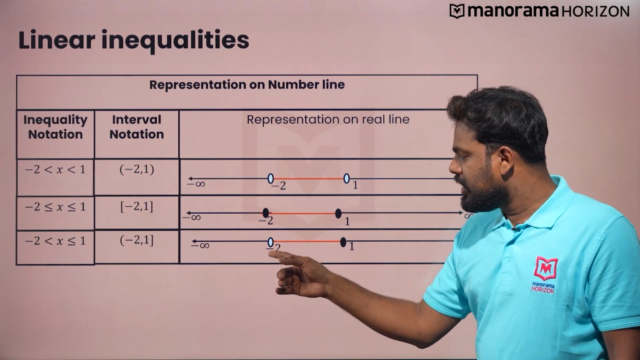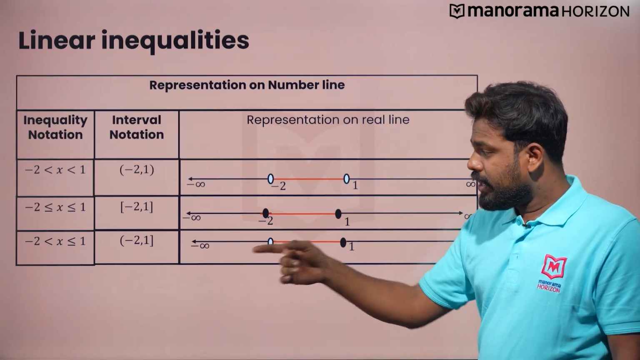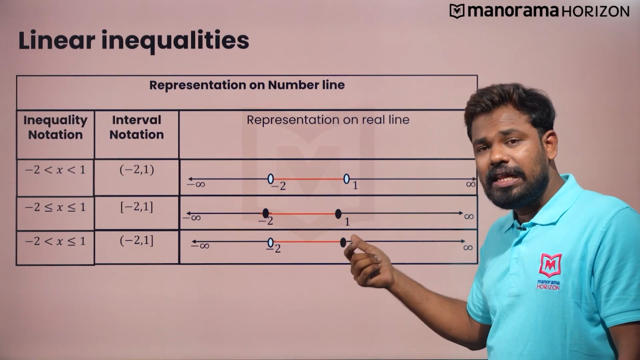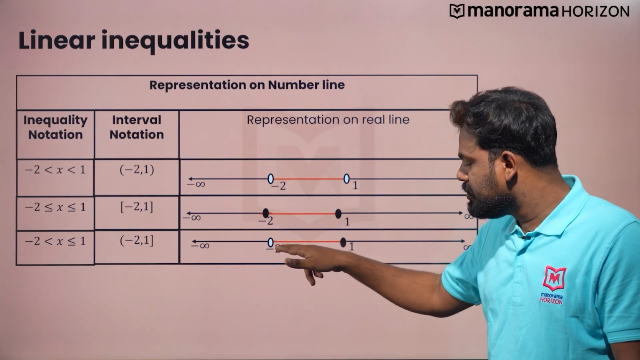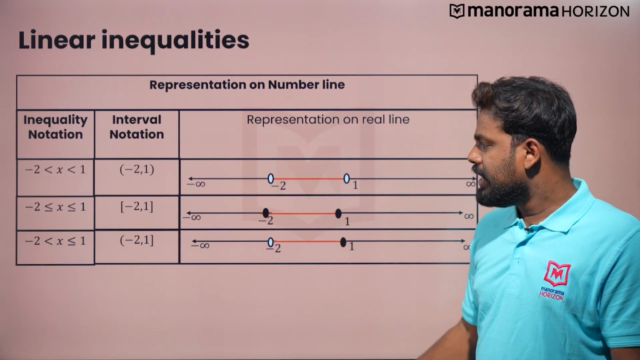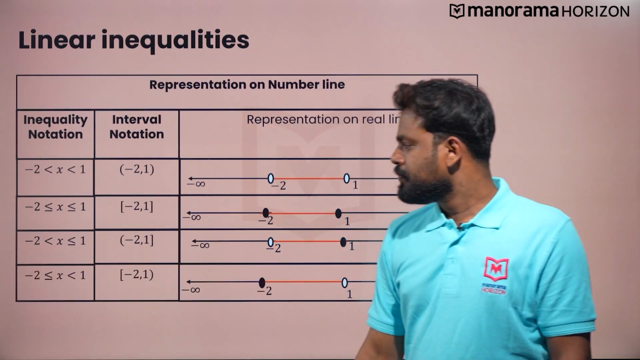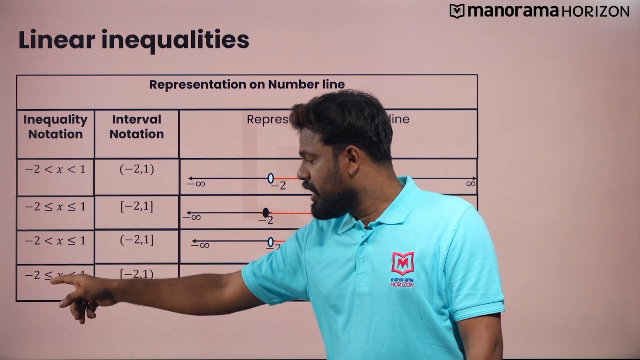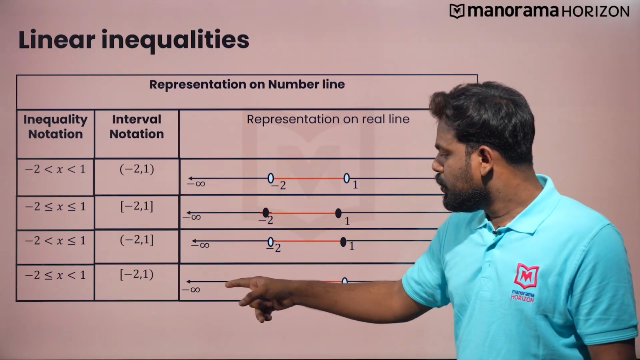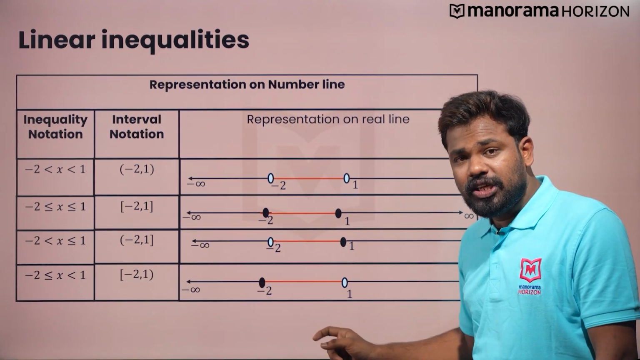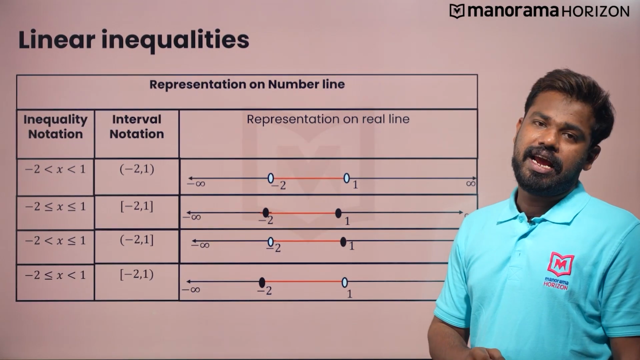So minus 2 and 1 both are circled, but in one part you have a less than or equal to. So what will I do? I'll just shade this area, and whatever comes in between negative 2 and 1, including 1, will be taken under this inequation. And the last one, minus 2 less than or equal to x less than 1. So here minus 2 is taken, yes, but 1 is not taken. So everything in between minus 2 and 1, including negative 2.